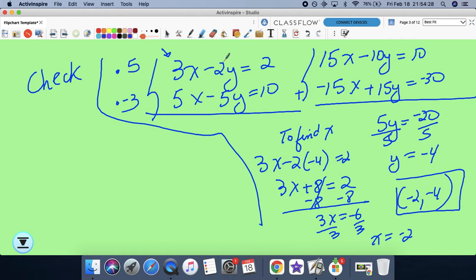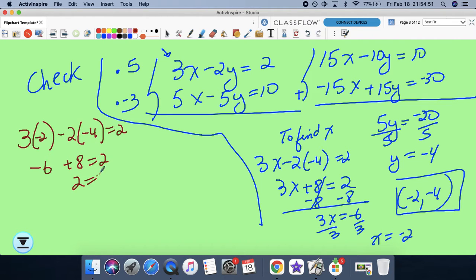You can either choose these two equations, the first original ones, or the second ones. Obviously, you want to work with the first two because they're smaller numbers. But if you want to work with the other ones, no big deal. So the first equation is 3 times negative 2 minus 2 times y, which is negative 4, and that should give you 2. This is negative 6, negative 2 times negative 4 is 8.